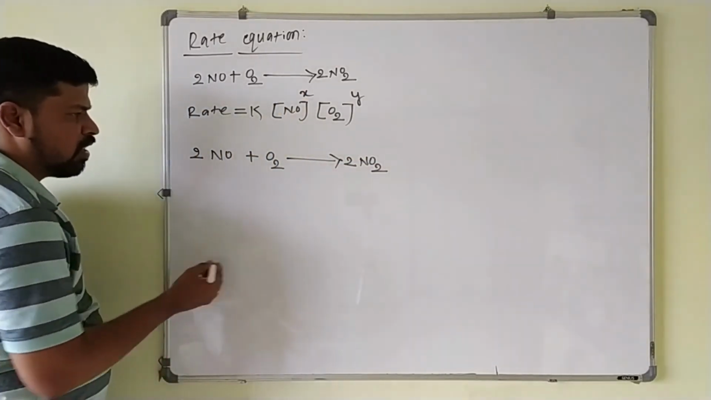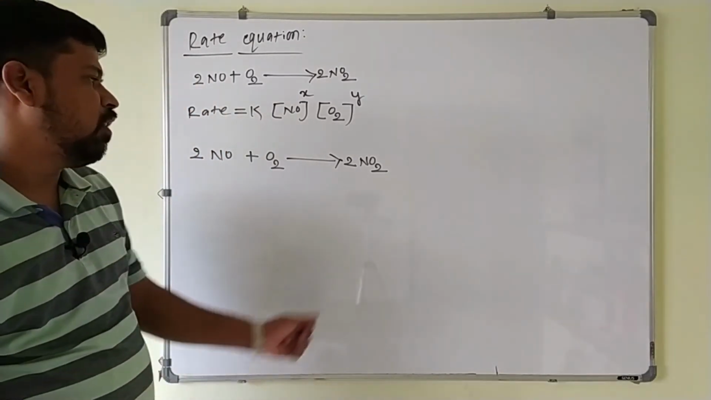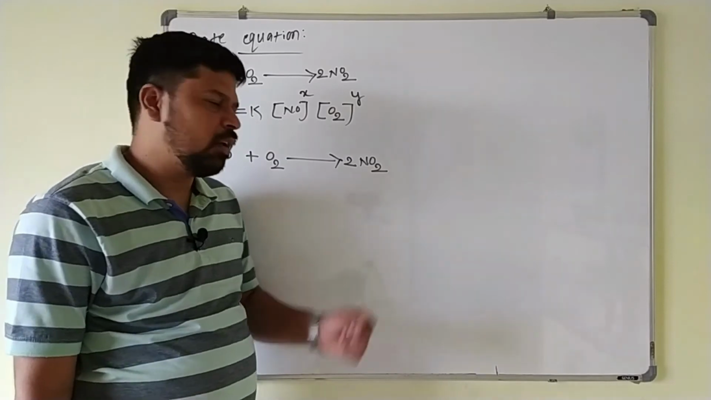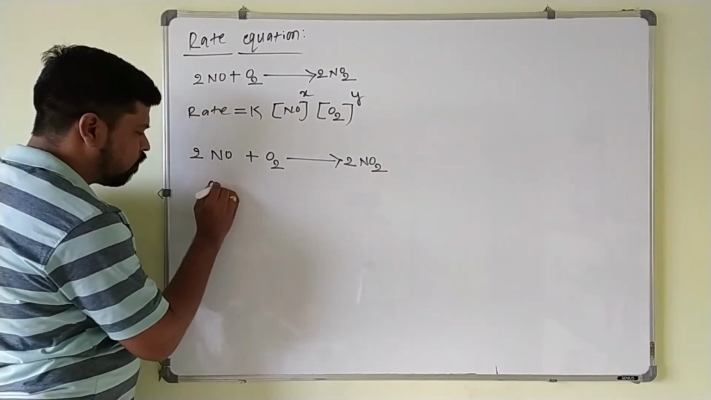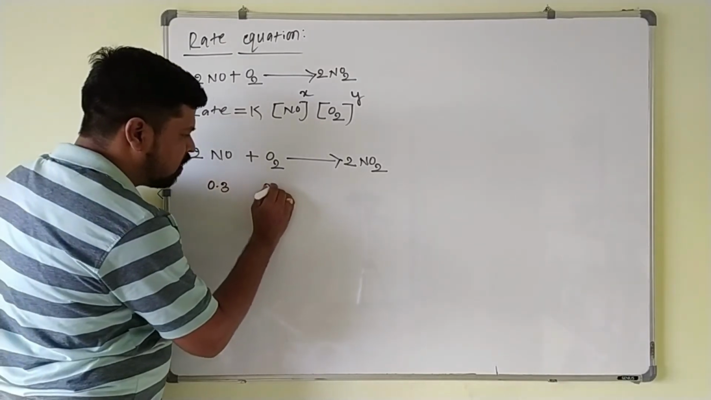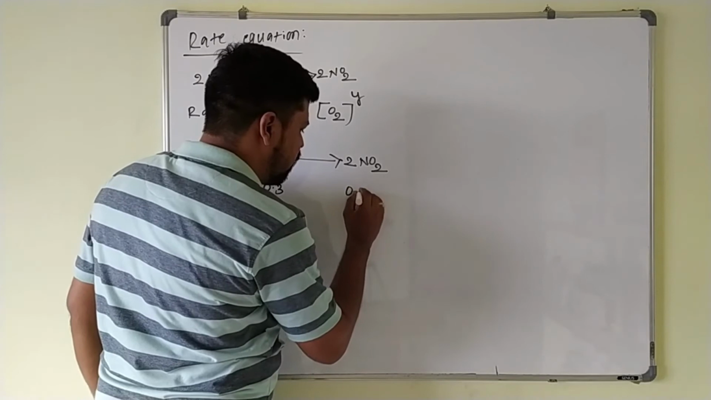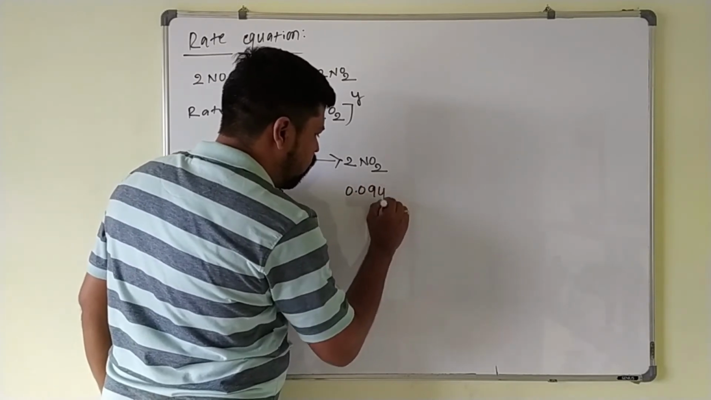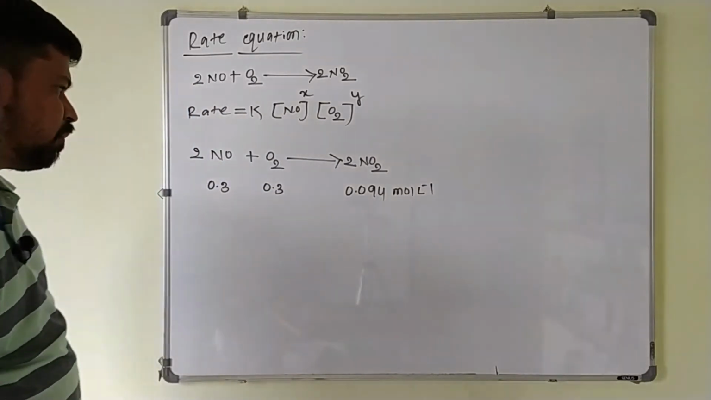Here we will write the concentration of NO, the concentration of O2, and here the rate of formation of NO2 in terms of mole per liter. Suppose the concentration of NO is 0.3 mole and O2 is also 0.3 mole. The rate of formation of NO2 is 0.094 mole per liter.